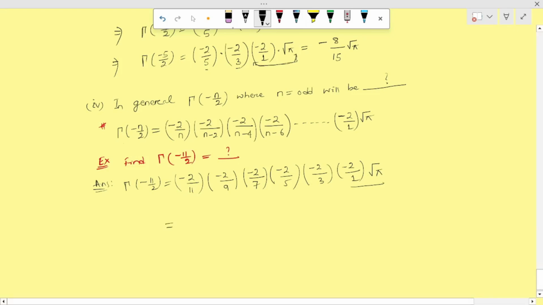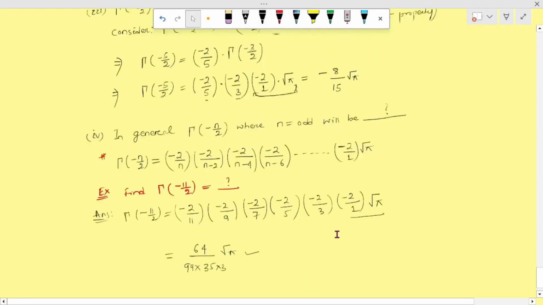Okay, so here it will be 2 into 2 into 2, 1 2 3 4 5 6, so 64, 2 to the power 6, so it will be 64. Here minus, how many times minus? 1 2 3 4 5 6, 6, so it will be plus, divided by, you have to multiply this much: 11 into 9 is 99, into 7, into 5 is 35, into 3 root pi. This value will be the answer. You just multiply the denominator.